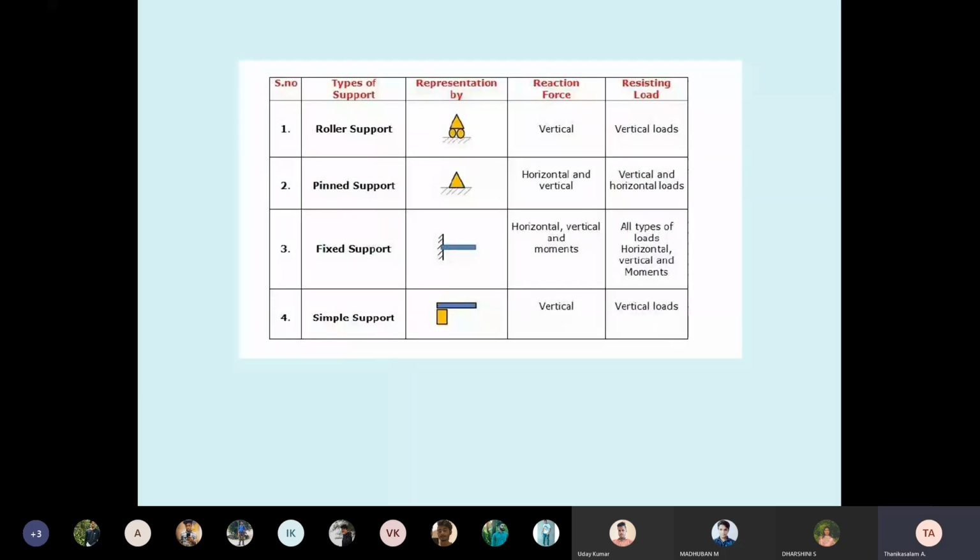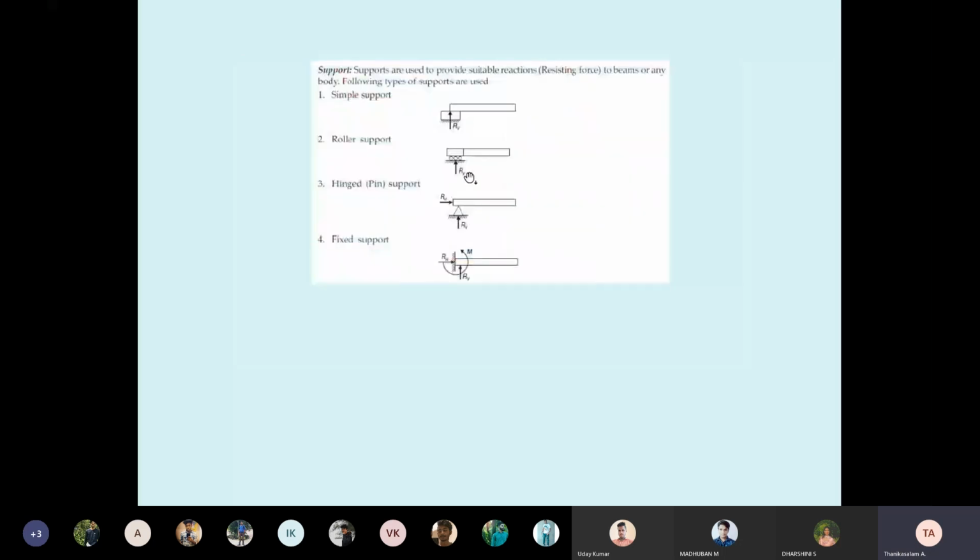So recollect what we discussed previously. These are the supports. Roller support is represented like this. A roller has one vertical reaction, because it is moving only horizontally. What is the purpose of support? To hold the object and prevent it from falling down. If we provide a roller, it can support vertically, so it has a vertical reaction, Ry. R means reaction, Y means vertical direction.